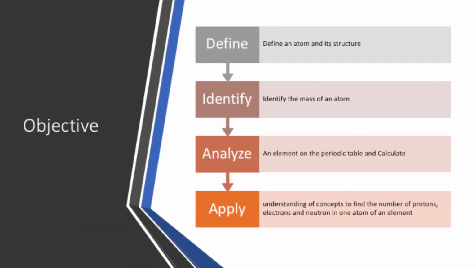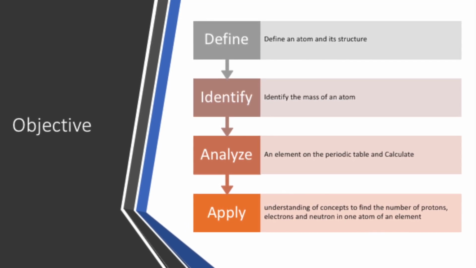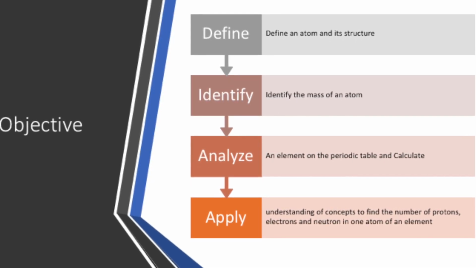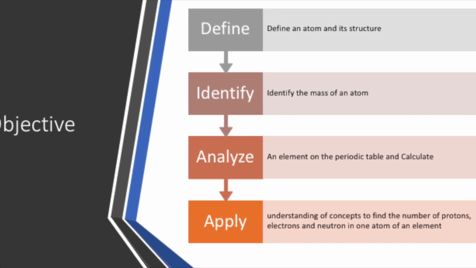Our objective for this video is for you to be able to define the atom and its structure, identify the mass of an atom, analyze an element on the periodic table, and apply understanding of concepts to find the number of protons, electrons, and neutrons in one atom of an element.